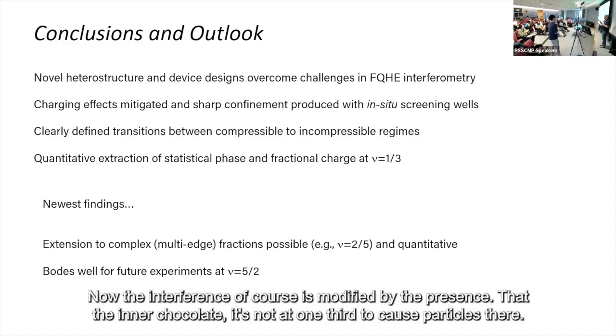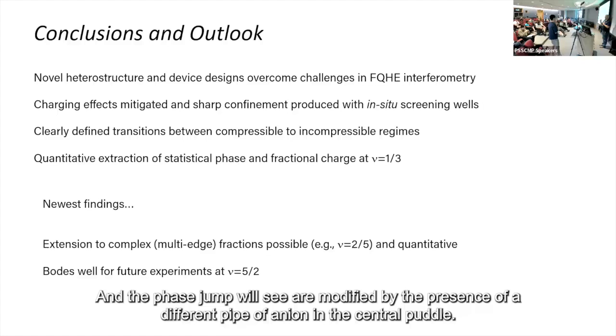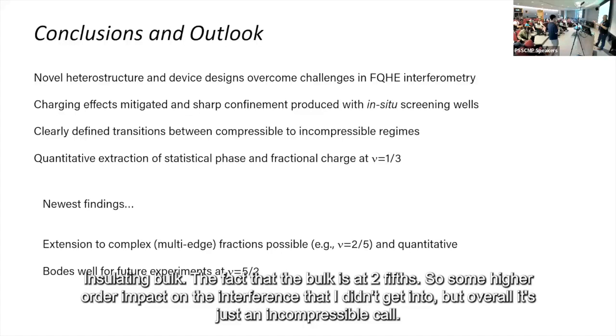Now, the interference, of course, is modified by the presence of the inner droplet, which is not at 1/3. The quasiparticles there are e/5, and there's this little intermediate strip in between. So the interference signal you'll see and the phase jumps you'll see are modified by the presence of a different type of anyon in the central puddle. But the overall shape is still dictated by a 1/3 edge circulating around essentially an incompressible insulating bulk.